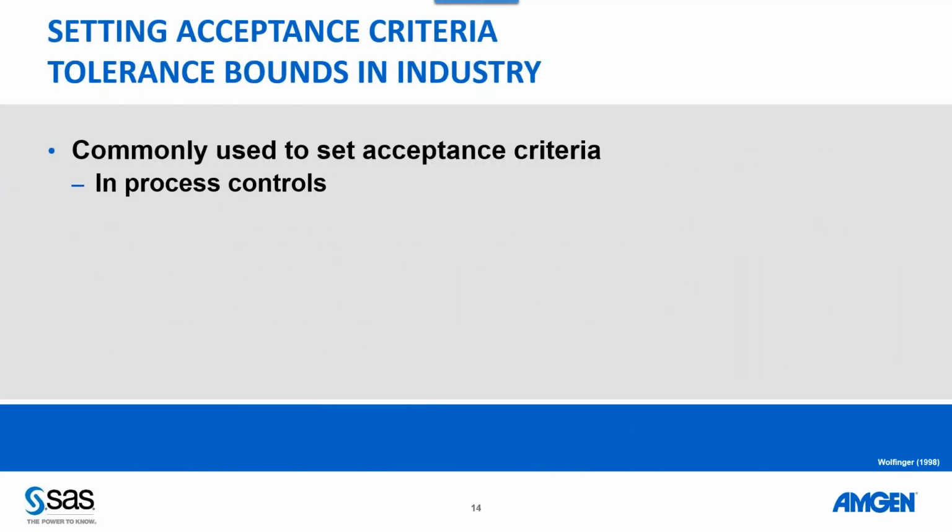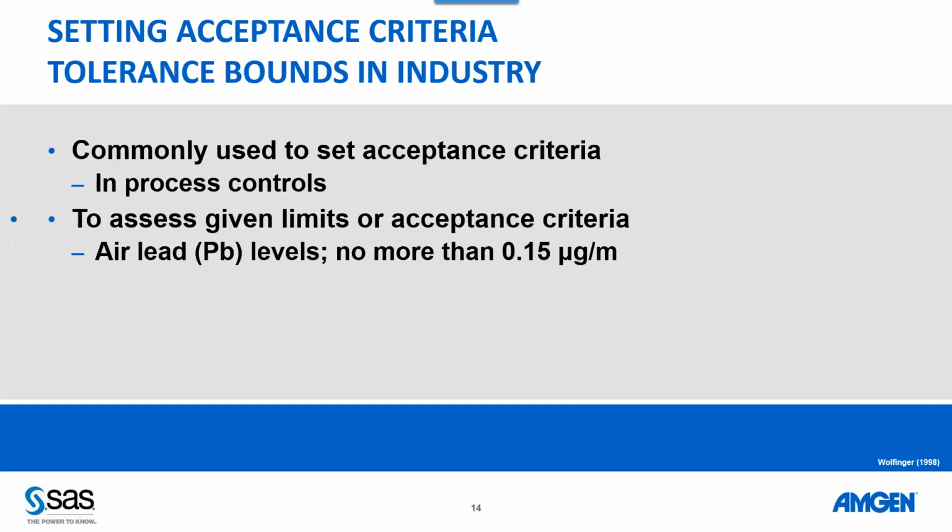So these acceptance criteria or tolerance bounds are commonly used to set, for example, process controls, to assess limits. For example, if we're looking at air levels, the limit right now is about 0.15 micrograms per meter. So you may generate a tolerance bound, and as long as your tolerance bound is less than 0.15, then we can say that, yes, we're meeting that.